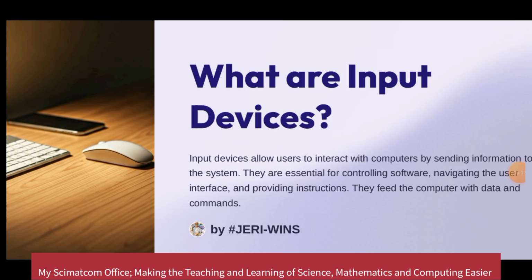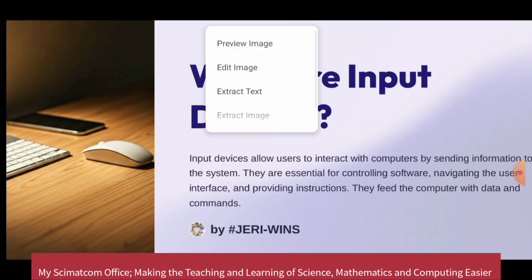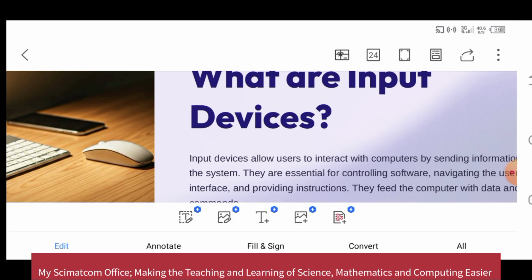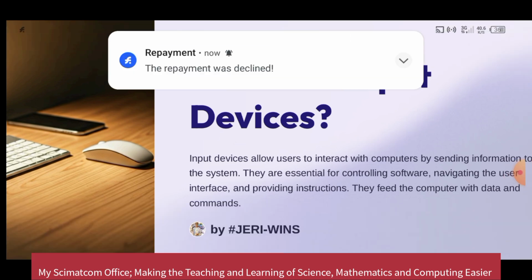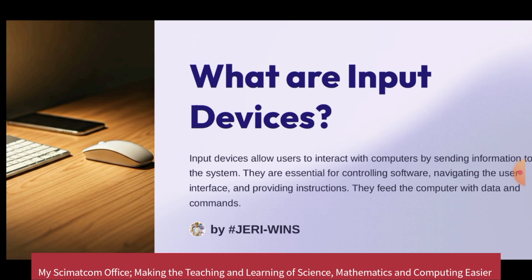Today we'll be looking at input devices. Input devices allow users to interact with their computers by sending information to the system. So they are essential for controlling software, navigating the user interface, and providing instructions. In short, input devices are devices that feed the computer with data and commands.